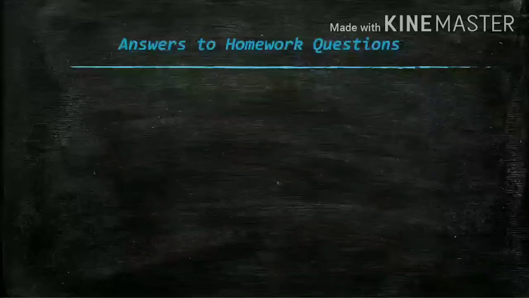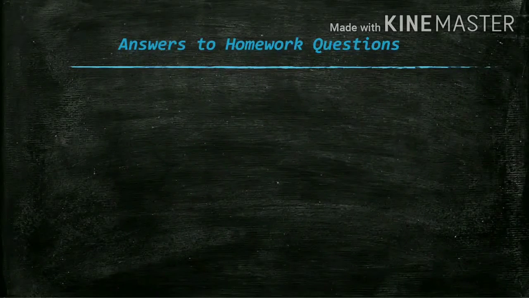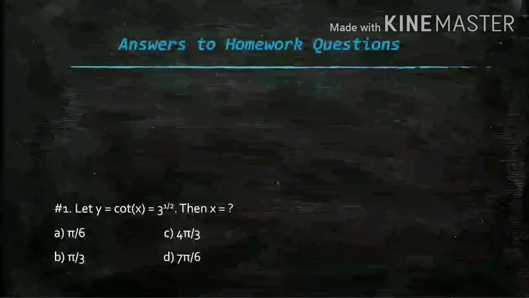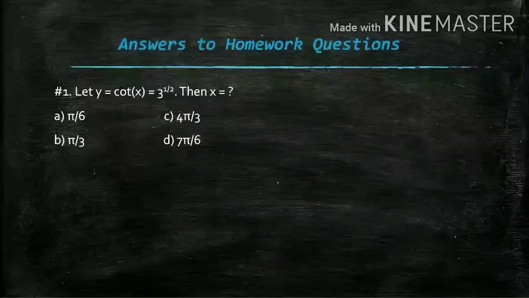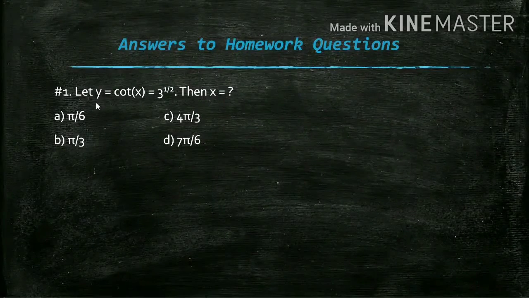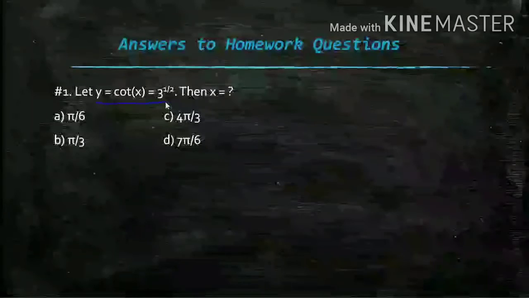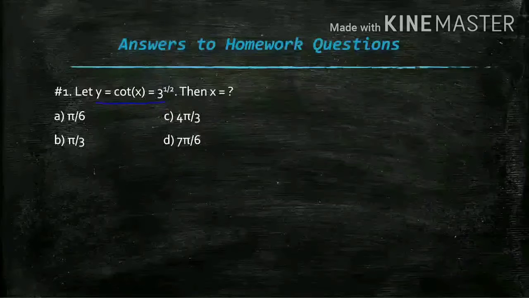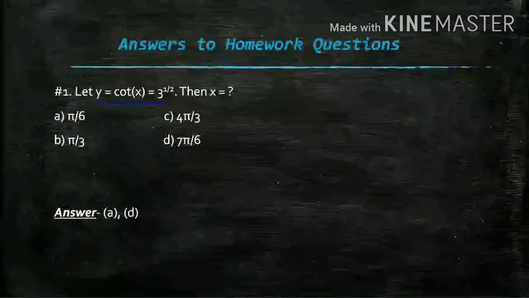So firstly, we'll discuss the answers to the homework questions given to you in the previous session. The first question was: y equals cot x, with cot x equal to root 3, then what is the value of x, giving you these four options. Let me tell you the answer.